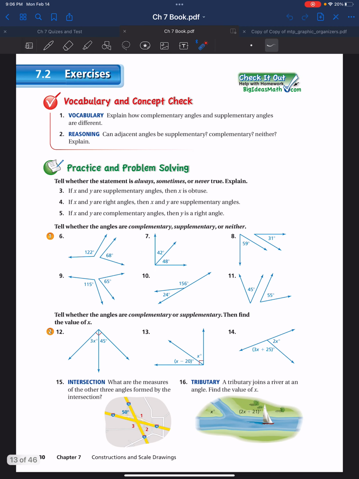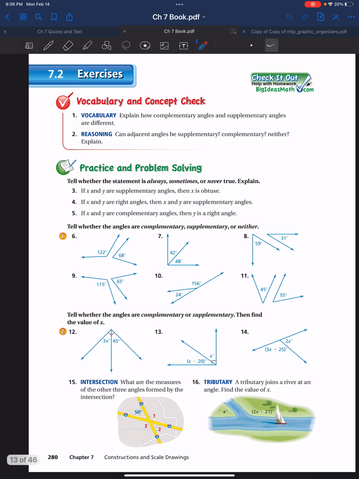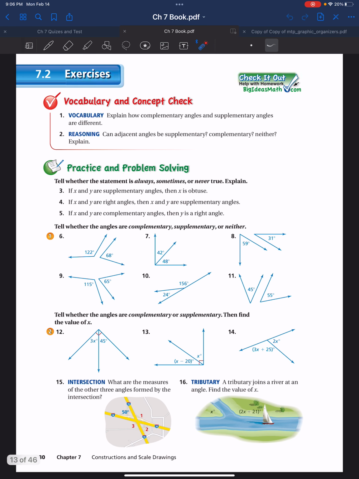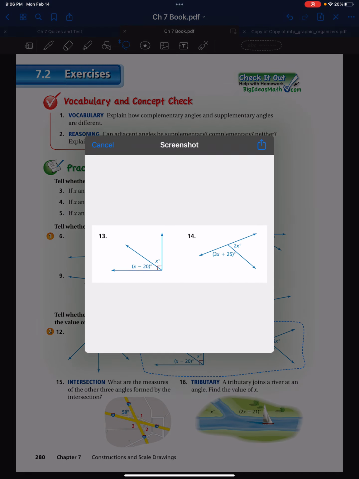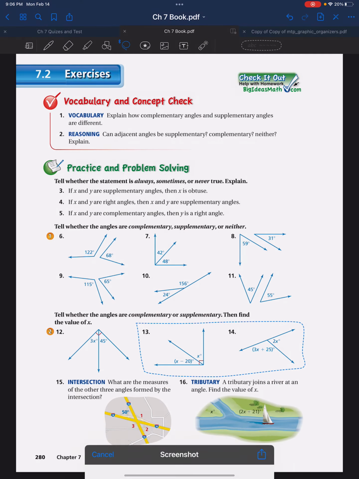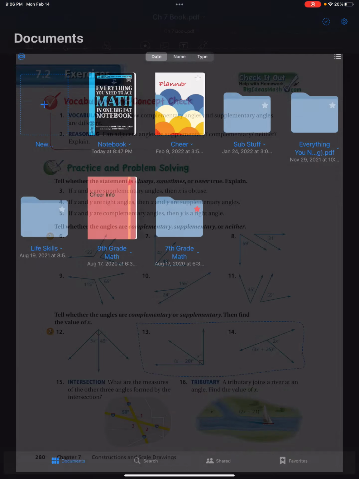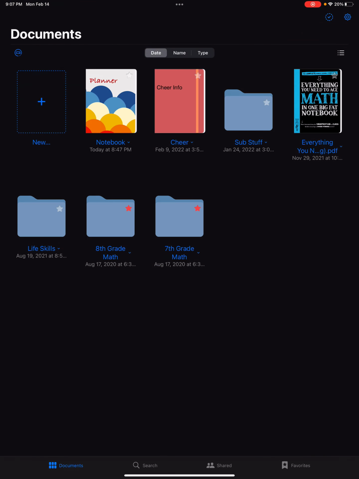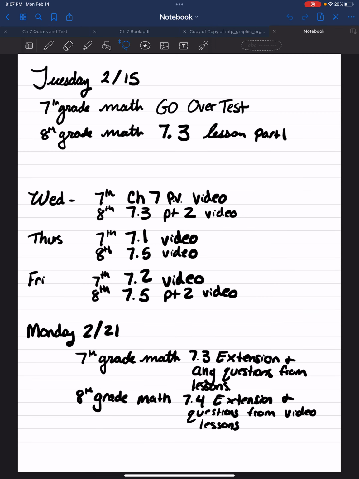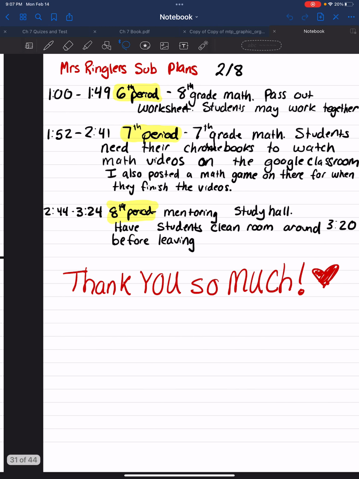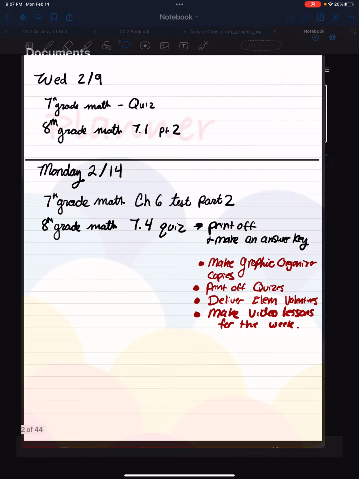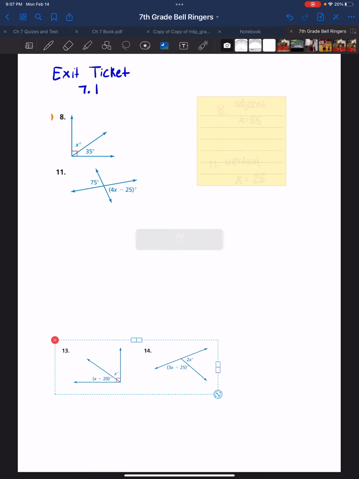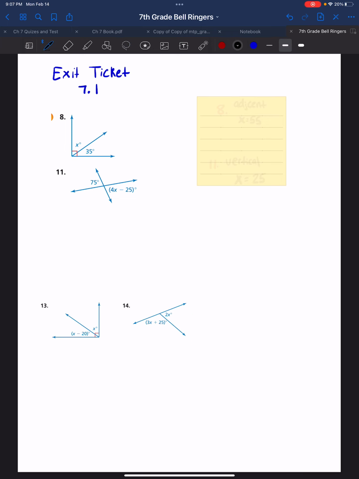Okay, let's see here. Let's do exit ticket, and we're going to do 13 and 14. Look at that. Let me go ahead and copy and paste those and stick them over here. Okay, let's see. I got rid of it, didn't I? Man, I'm such a silly goose. Okay. Oh, that's right. I put it in your bell ringers. There it is. All right. Exit ticket.